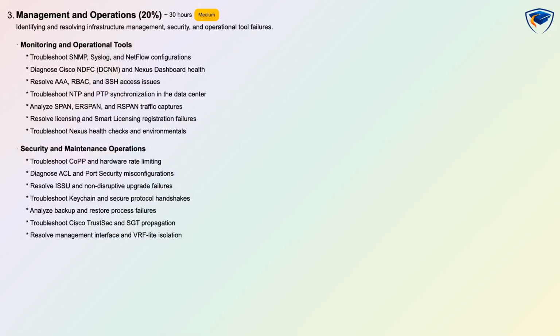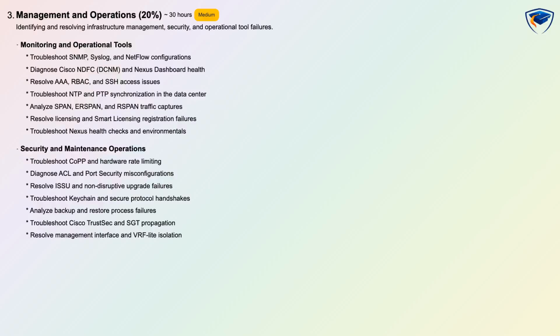Domain management and operations is 20%, rated medium, with an estimated 30 hours of learning and conceptual plus scenario-based assessment. You will identify and resolve problems in monitoring and operational tools including SNMP, syslog and NetFlow, and troubleshoot Cisco NDFC, DCNM and Nexus Dashboard health and synchronization issues.